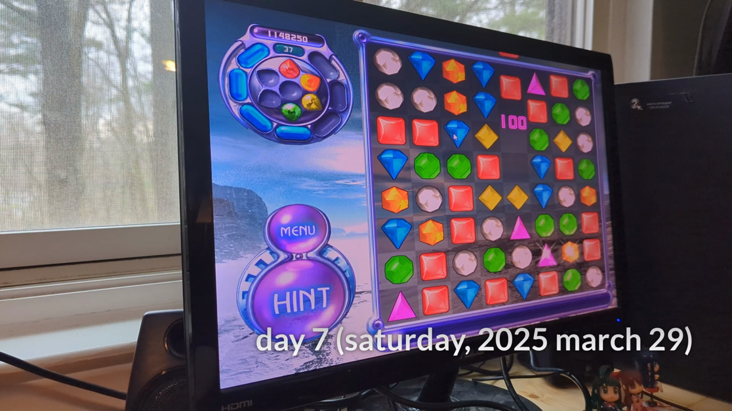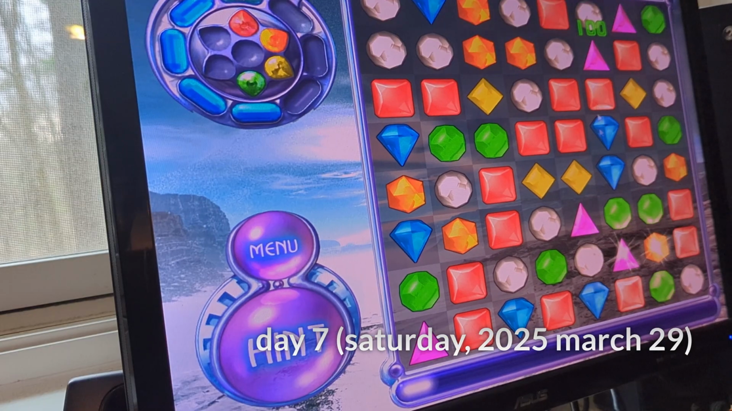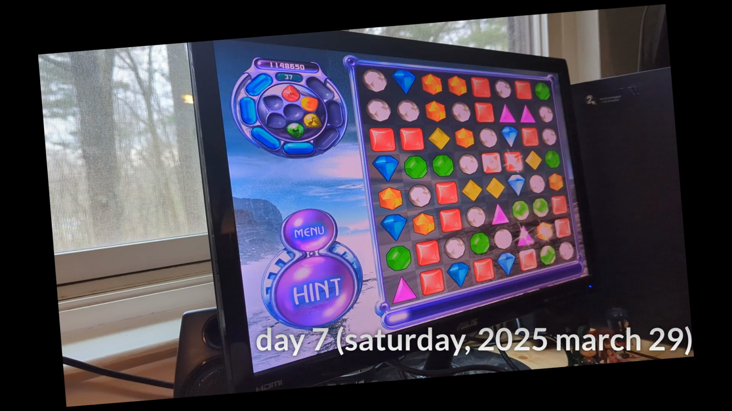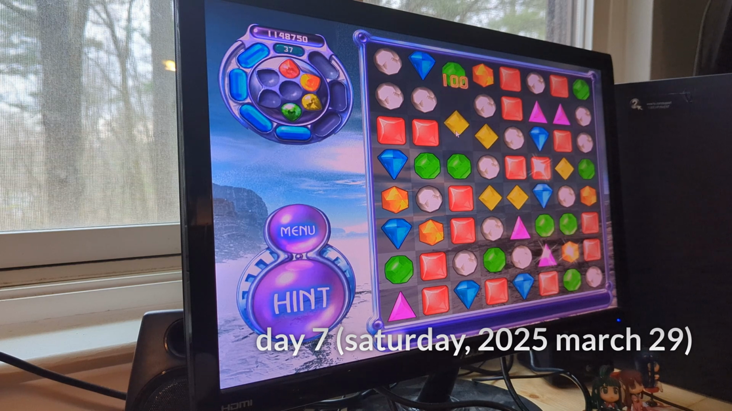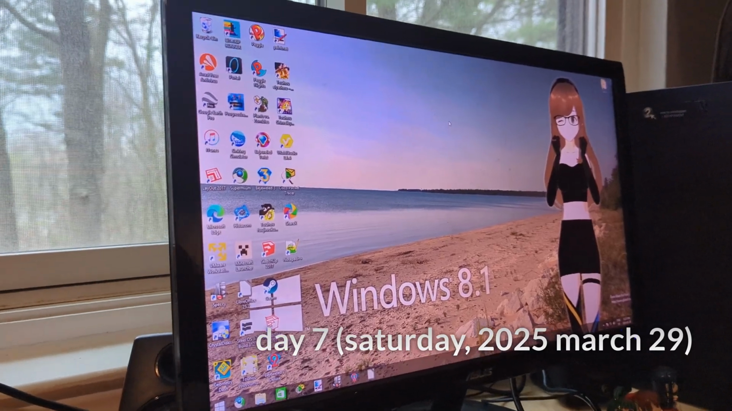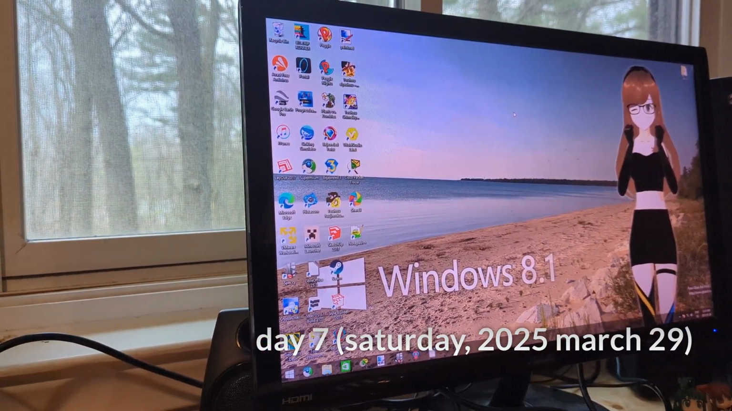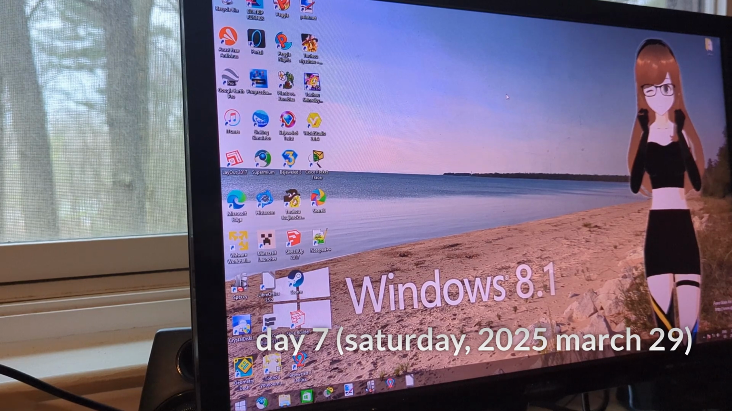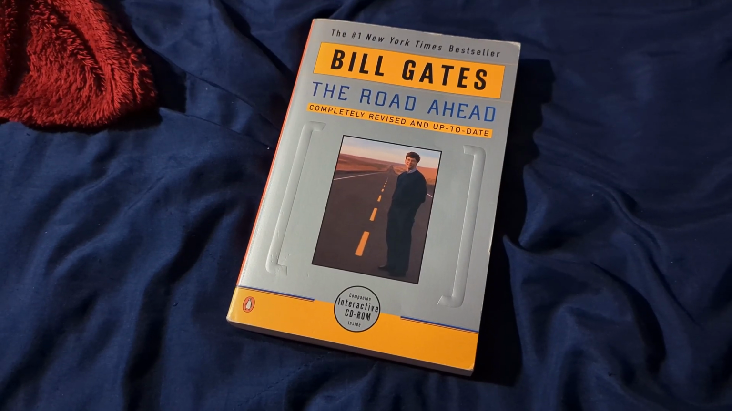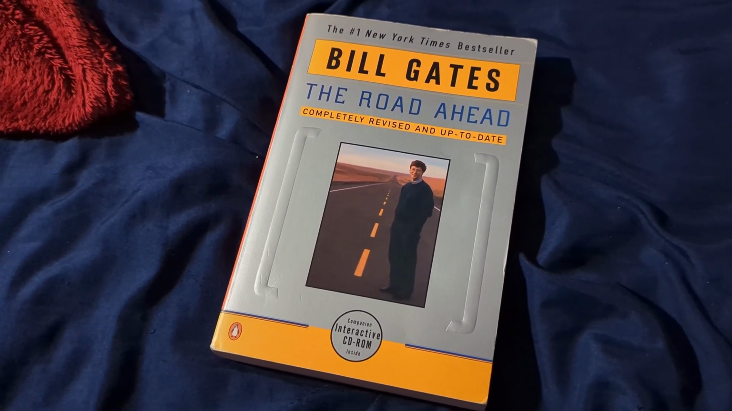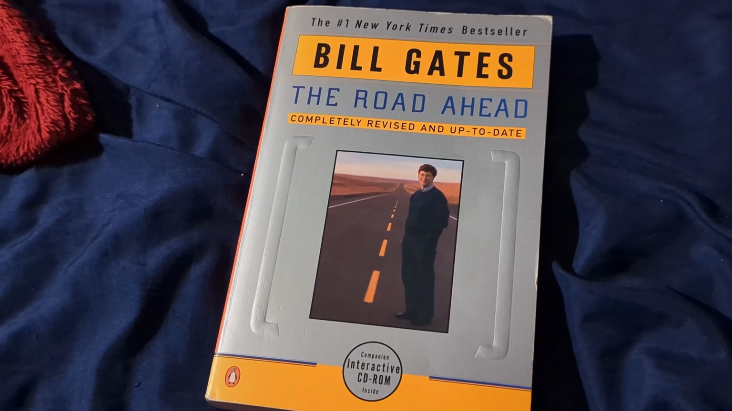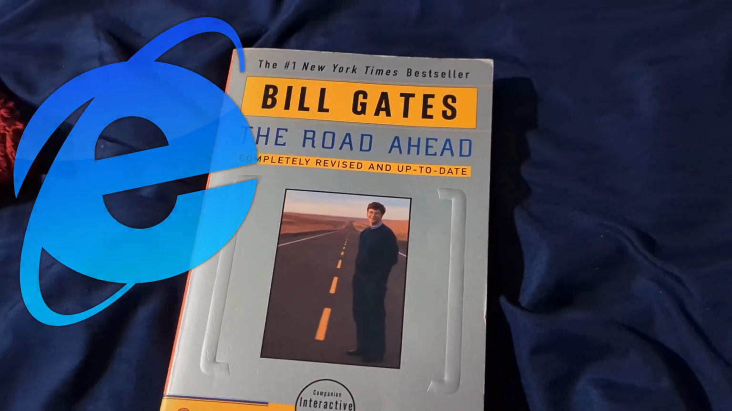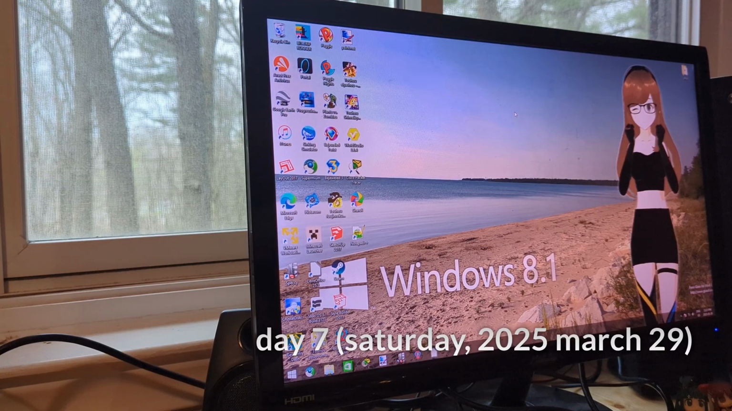To kick off the day, I decided to play some Bejeweled 2, because why not? I've played it so much at this point in this video. But after I played Bejeweled 2, I decided to go browse through the contents of a CD that I have. This CD is the companion disc for Bill Gates' original book, The Road Ahead. And the reason why I'm interested in putting it in this computer is because it has copies of Internet Explorer on it. So, I suppose we should get to some of that right now, shall we?